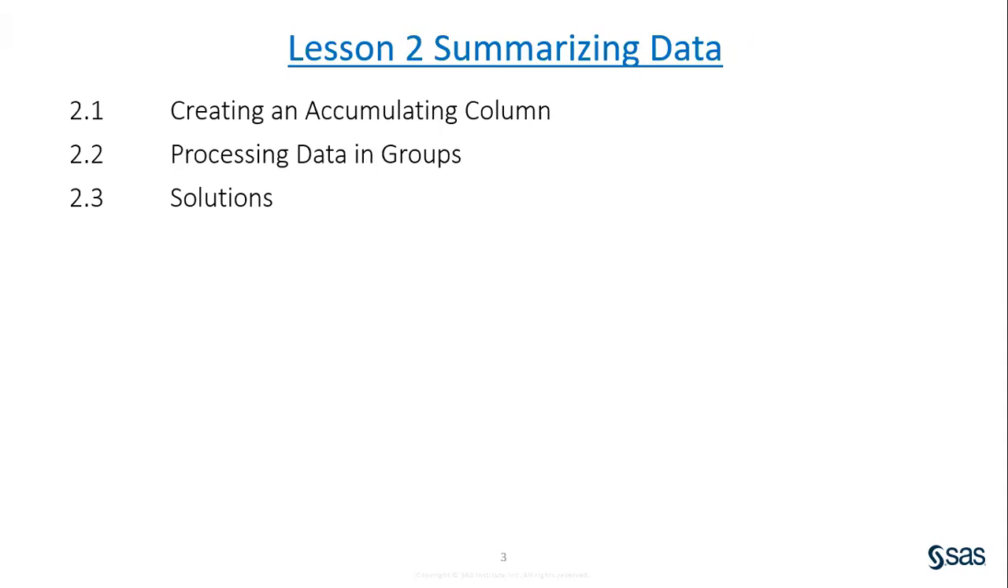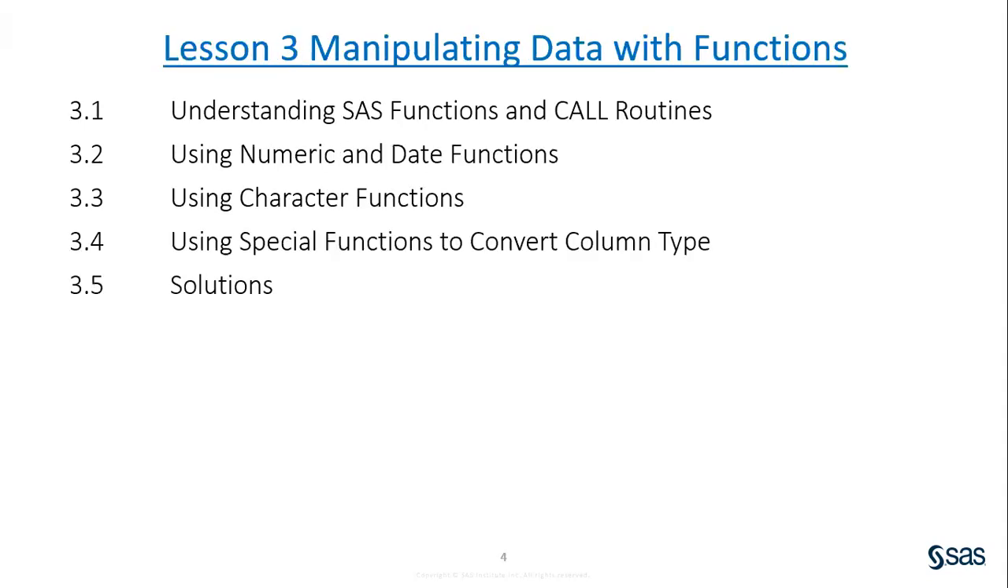Lesson 2 is summarizing data. In this, we'll see how one can create and accumulate a column and process data in groups. Lesson 3 will be manipulating data with functions. Here we'll see in more detail how to implement functions. We'll see what are called routines. We'll see numeric and date functions, character functions, and we'll also convert the column type with the help of some special functions. We know a column is always defined with its type, either character or numeric. But sometimes a numeric column might have been saved as character. So how to convert it into numeric and vice versa will be covered in lesson 3.